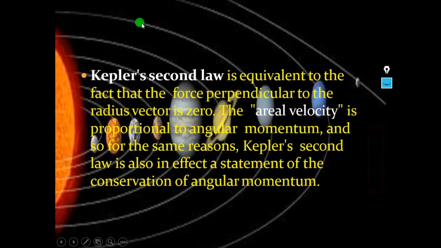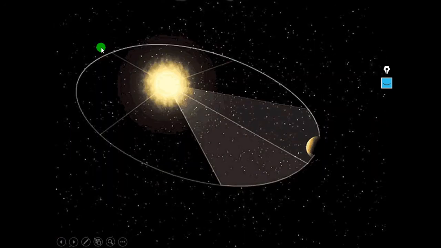So Kepler's second law is equivalent to the fact that the force perpendicular to the radius vector is 0. The area velocity is proportional to angular momentum, and so Kepler's second law is in effect a statement of the conservation of angular momentum. The areal velocity is proportional to angular momentum. Hence we can say that conservation of angular momentum takes place in planetary motion.